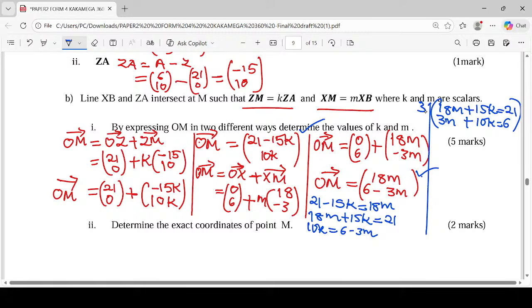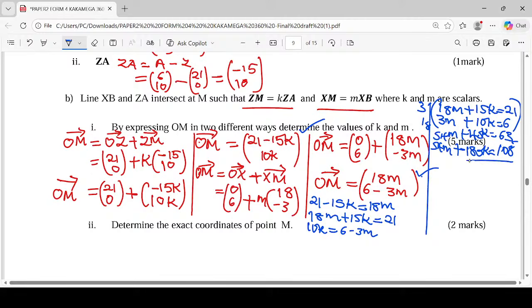I want to use the elimination method where I'll eliminate m. I'll multiply here by 3, here by 18. So this will now become 54m plus 45k is equal to, what do you get when you multiply 3 by 21? That gives you 63. In the lower equation, 18 times 3 remains 54m plus 18 times 10, that will be 180k is equal to 18 times 6, that's going to be 108.